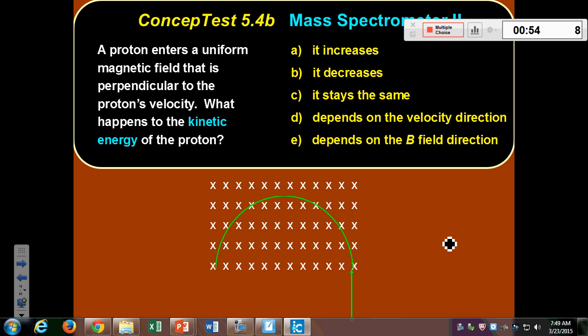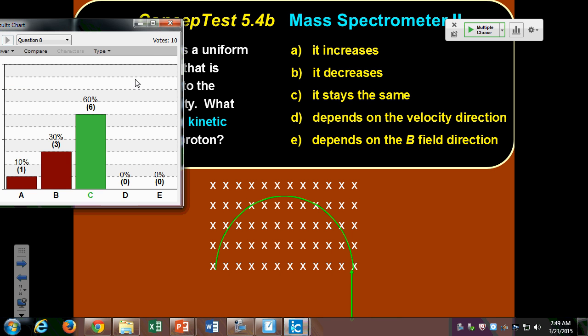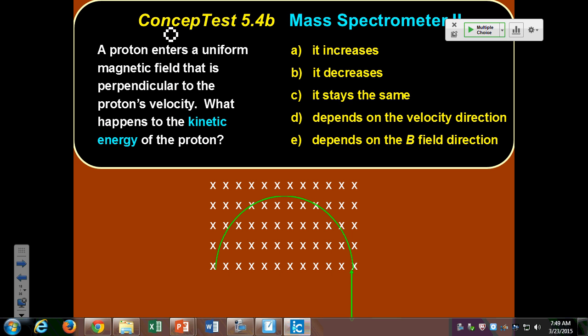All right, I'll stop at 1 minute. 1 minute, just guess if you're not sure. All right, and C is the right answer. Remember, if our force is perpendicular to our velocity, then the force does nothing to change the magnitude of the velocity. It only changes the what of the velocity, the direction.